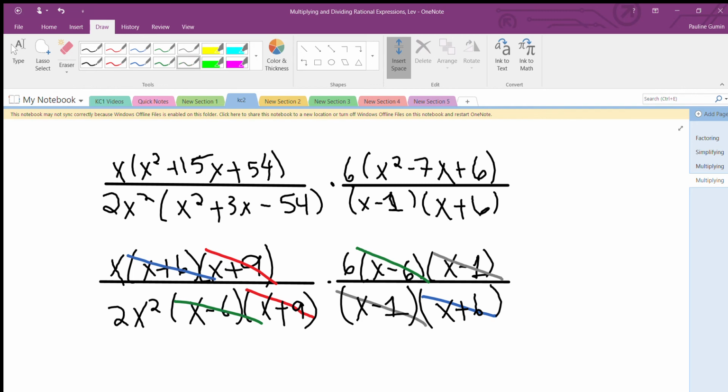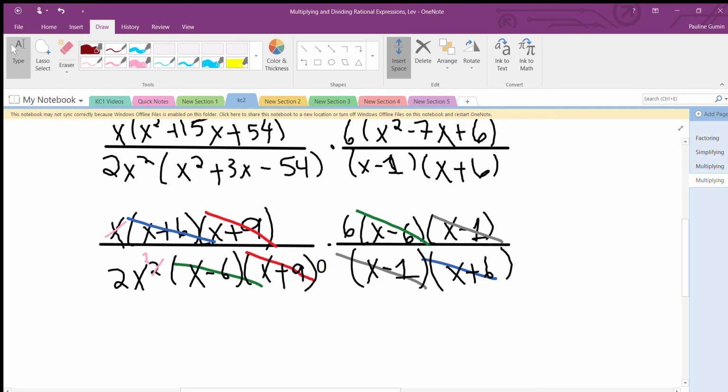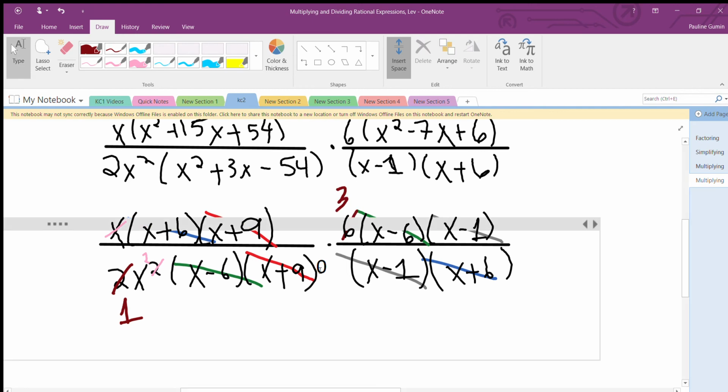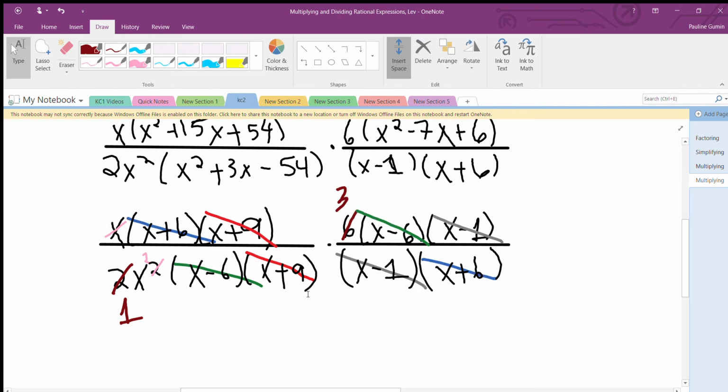And, oh my gosh, we're not done. There's more. I see an x on top and an x squared on the bottom, so cancel one off the top, one off the bottom. I just have x to the first. And I know one more, the 2 and the 6 can be reduced to a 1 and a 3. Yes. Okay, let's see what we have left.